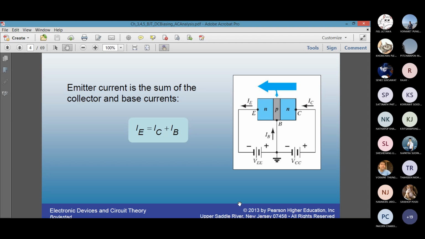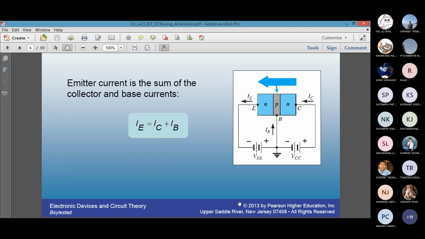Typically, IC is in milliamps, IB in microamps. So sometimes you ignore the microamps in the equation. We oftentimes write IE approximately the same as IC. That is possible.